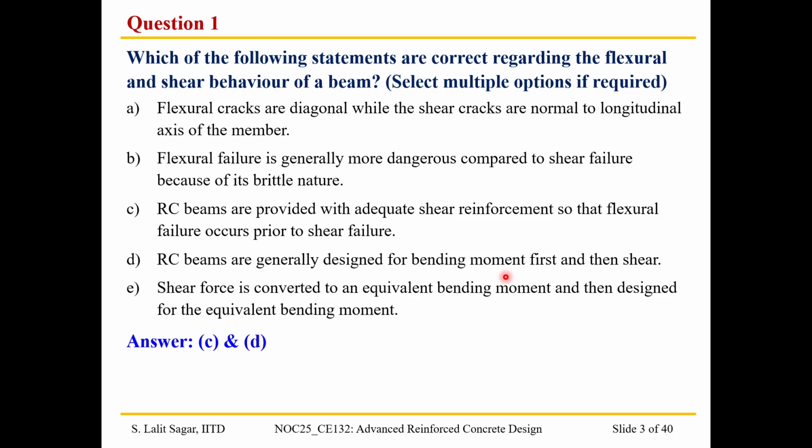Depending on the area of steel that is being provided to resist the flexural forces, we are going to design for the shear reinforcement. So statement D is also correct, and statement C is incorrect, because you might have already seen in this week's lecture that first we are going to design for bending moment, then we are going to design for shear. So they are independent of each other. There is no conversion to equivalent bending moment as such. So for question one, the correct statements are statements C and D.